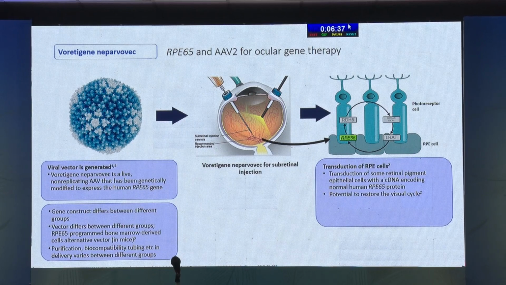Now, in the phase 3 study, voretigene was given as intravitreal therapy with a vitrectomy and subretinal injection, and conceptually the product, the AAV, is transduced into the RPE cells. Some of those have the cDNA, which is incorporated into the cells, and then we have expression of normal human RPE65 protein, which has the potential to restore the visual cycle.